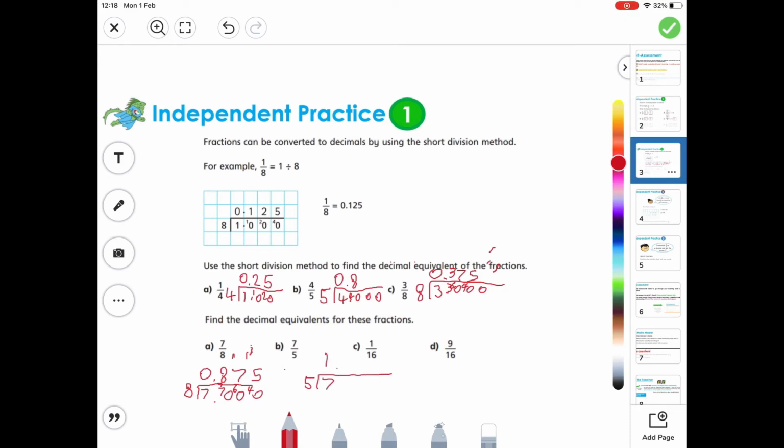The next one, 7 divided by 5. How many 5s in 7? 1. Put the decimal points in. Got a remainder of 2. Sorry, how many 5s in 20? Is 4, so the answer is 1.4.